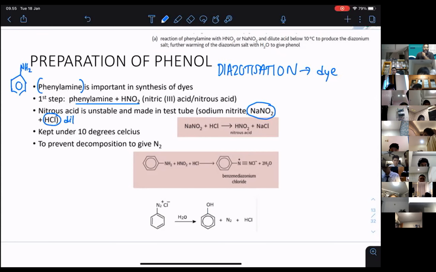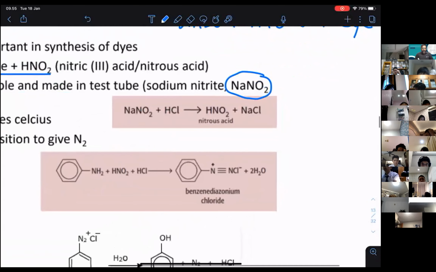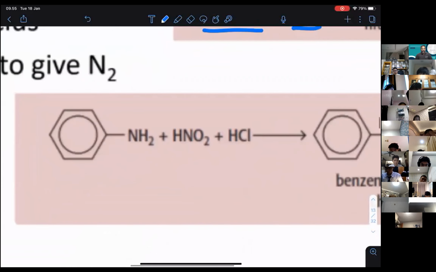The reaction must be at 10 degrees Celsius or below, because if you go above 10 degrees Celsius, the nitrous acid will decompose to give you N2, nitrogen gas, which we don't want. So the first thing is to know the equation. You prepare NaNO2 with HCl, and they give you HNO2, the one that we want, and NaCl. A simple equation.